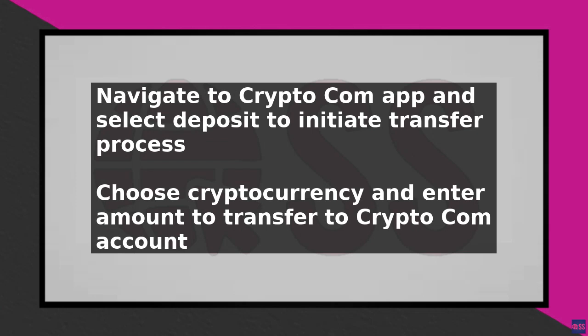The transfer may take a few days to complete, depending on the processing time of both Wells Fargo and Crypto.com. Once the funds are in your Crypto.com account, you can use them to purchase cryptocurrencies such as Bitcoin or Ethereum.